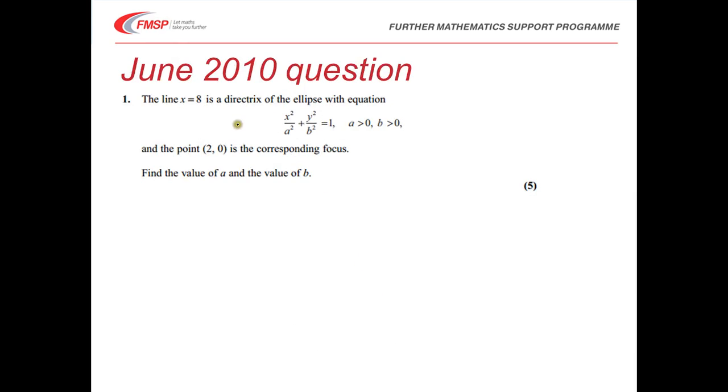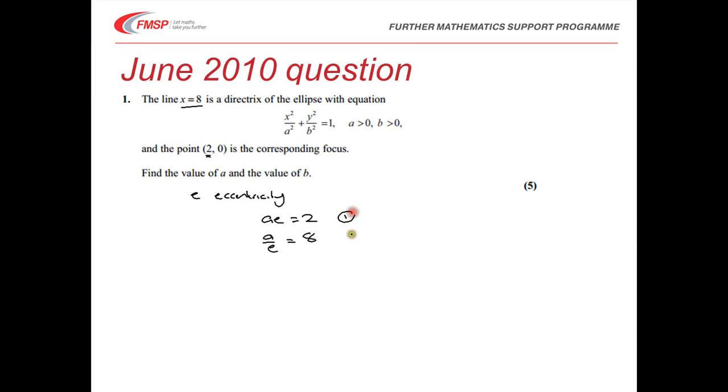Okay, so here's our first question. We have the line x equals 8 as the directrix of the ellipse, which has the standard equation with a and b greater than 0 here, and (2, 0) is the corresponding focus. If we let e be the eccentricity for this ellipse, then we know that a times e will be equal to 2, that's the x-coordinate of this focus, and a over e will be equal to 8, that's the value of x, the x-coordinate that the points on this line take.